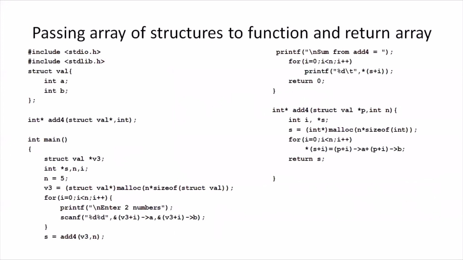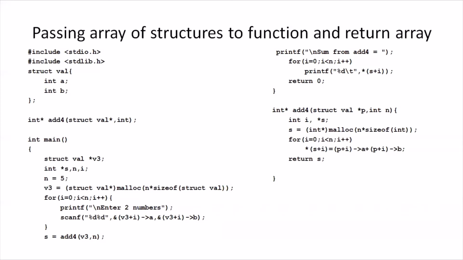Firstly, we create the structure called struct val, which has got two variables, int a and int b. Now we declare the function add4, which will be responsible for creating the array of integers and for calculating the sum of a and b of each cell of the array of structure and storing it in the corresponding cell in the integer array.